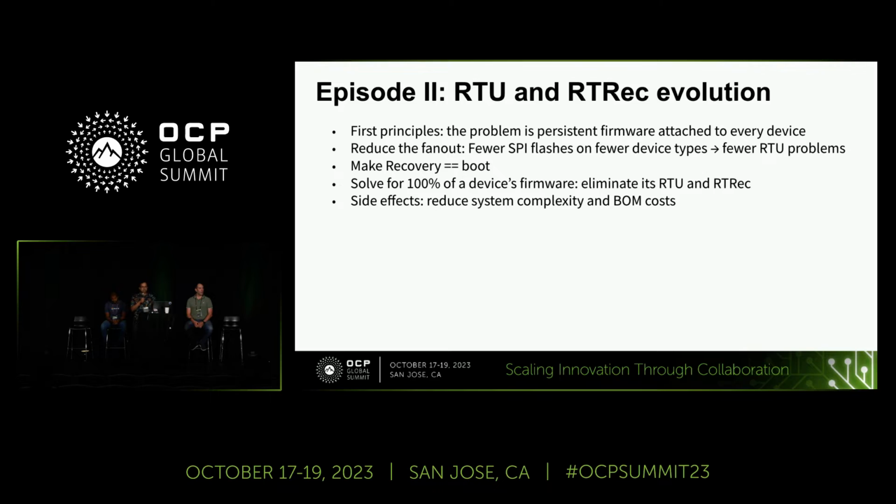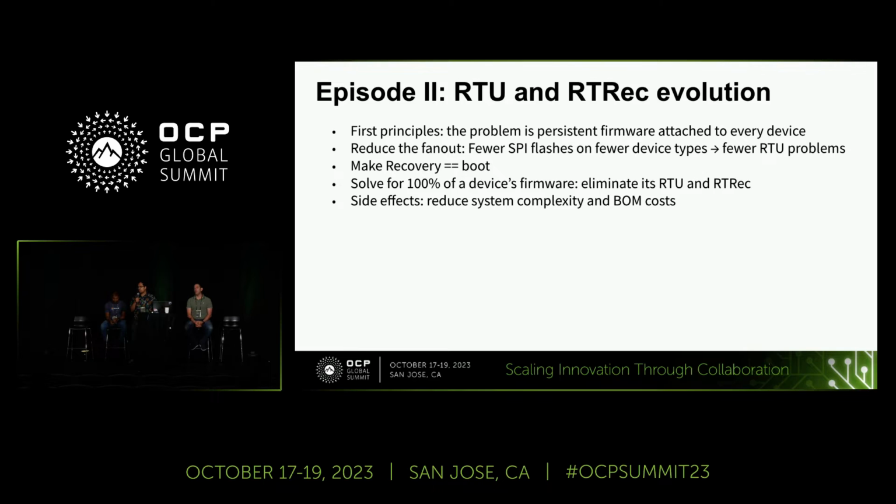This next phase of episode 2 is thinking about how we approach the root of trust for update and recovery. In episode 1, we talked about using external root of trust microcontrollers to abstract this functionality. In episode 2, we're taking a longer-term view and looking at the first principle problem, which is really that there's persistent state attached to the devices. That persistent state isn't really a requirement. It was just the most straightforward way of booting devices, having locally attached SPI flash.